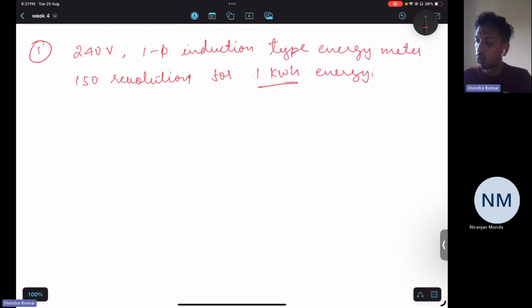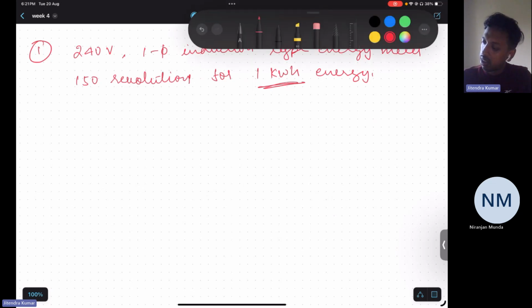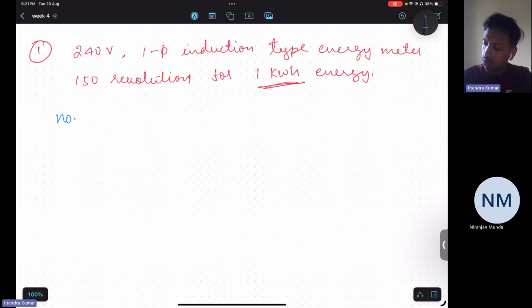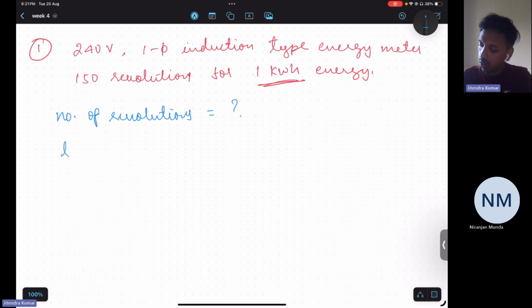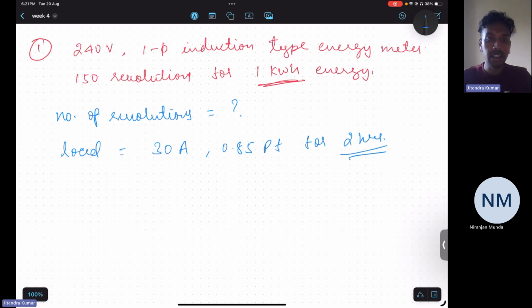Energy kilowatt hour is the unit of energy. Now calculate the expected number of revolutions. So the number of revolutions we need to find out is how much when it is connected to a load of 30 amps, 0.85 power factor for 2 hours. Can we do that?